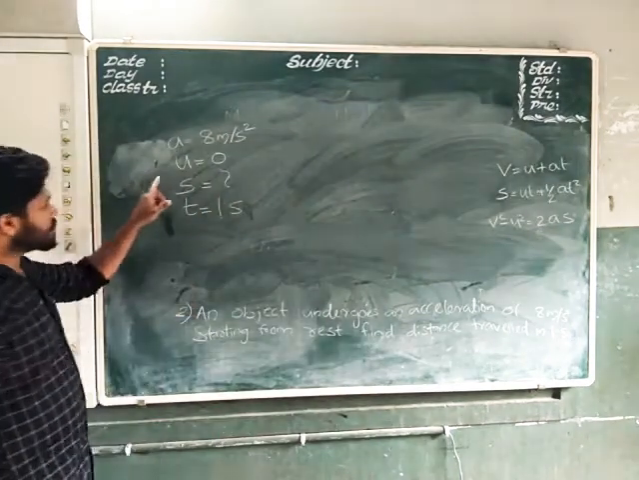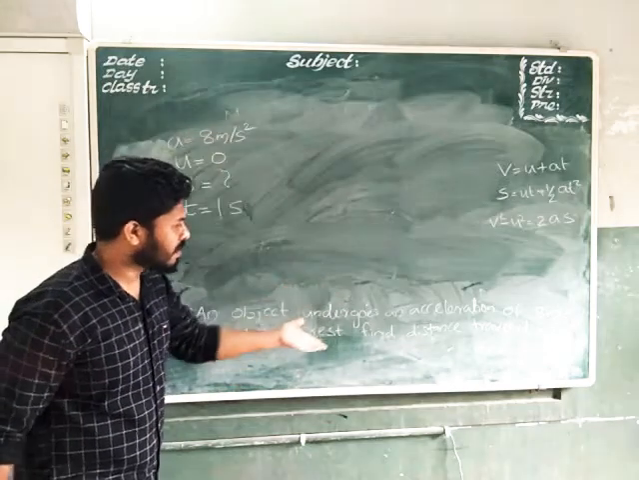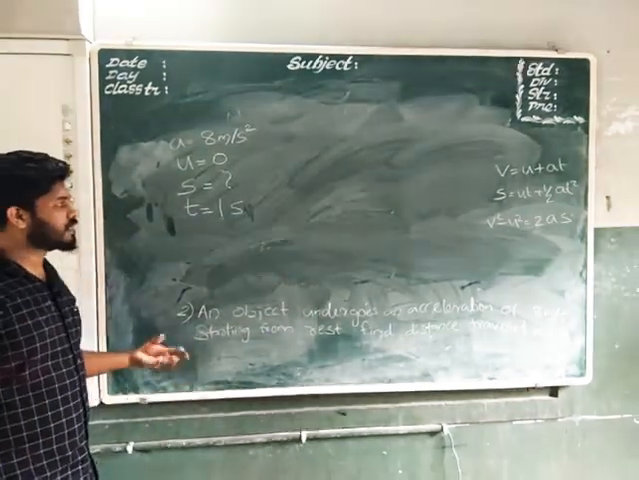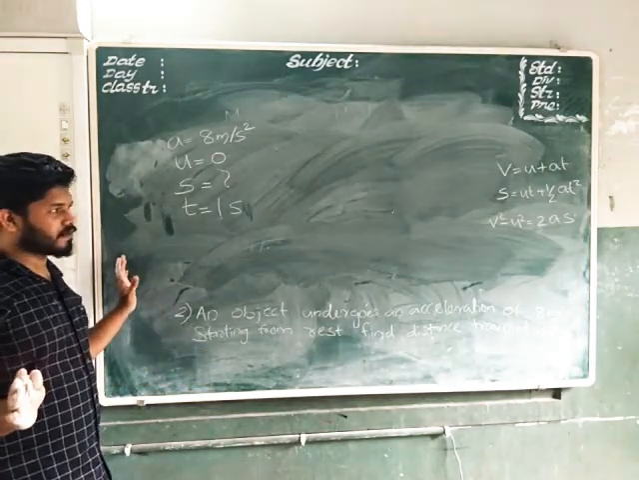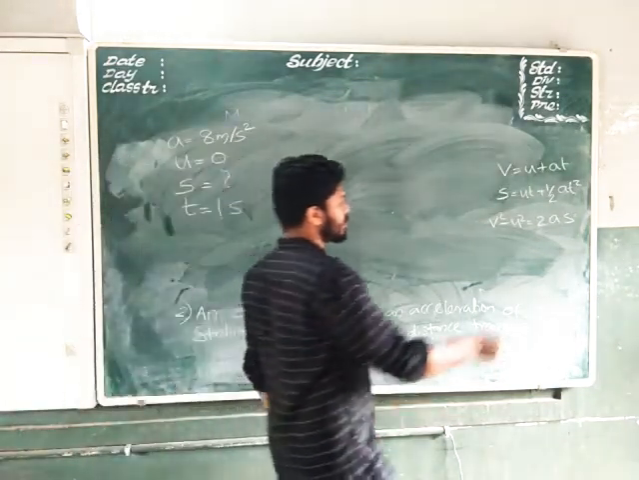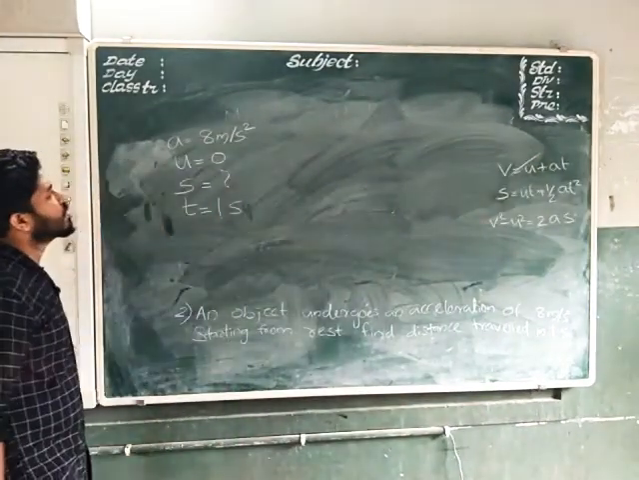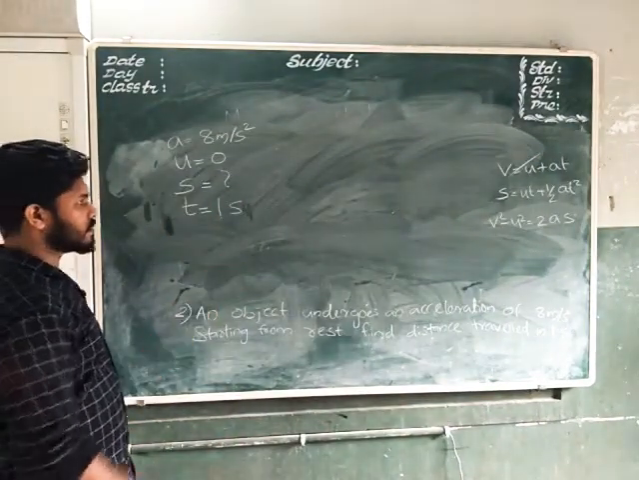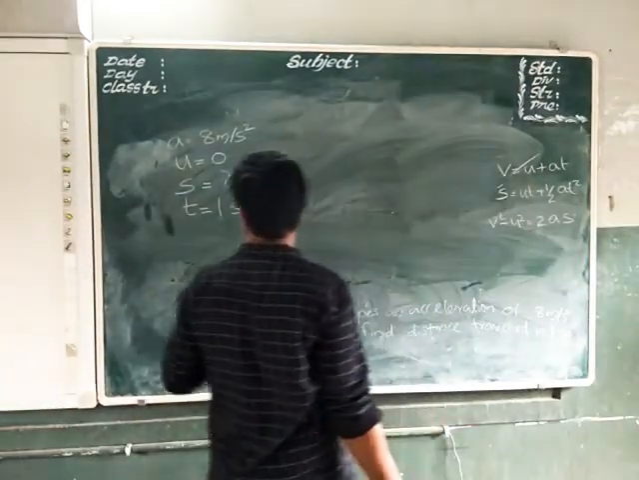See here, we are not aware of the final velocity. What is the final velocity? It is not given to us, and it is not going to rest also. So we don't know the final velocity, so we can't take this equation. Now go to the second section. Yes, we have to find s, that is right.